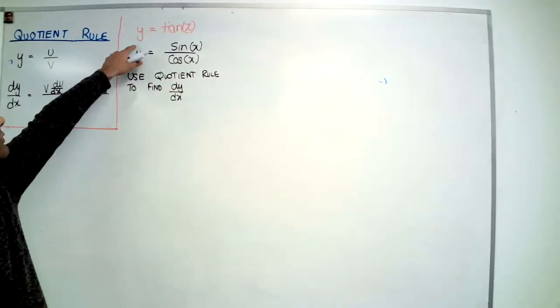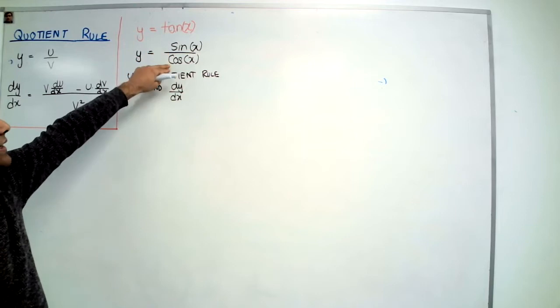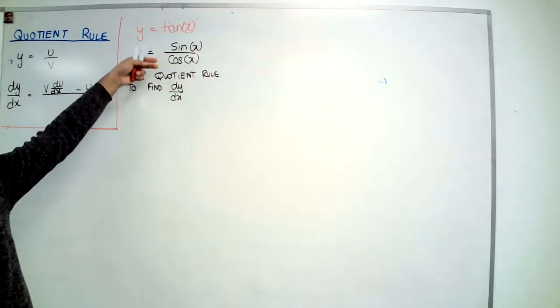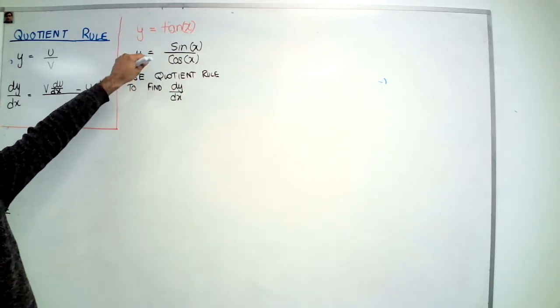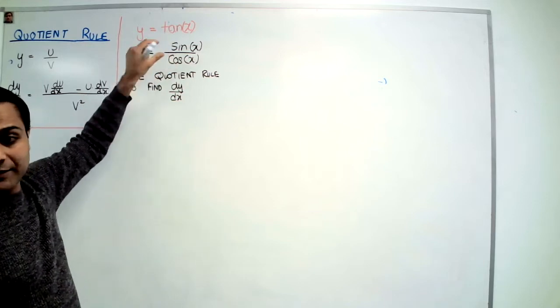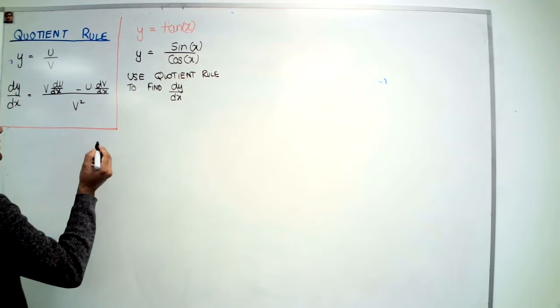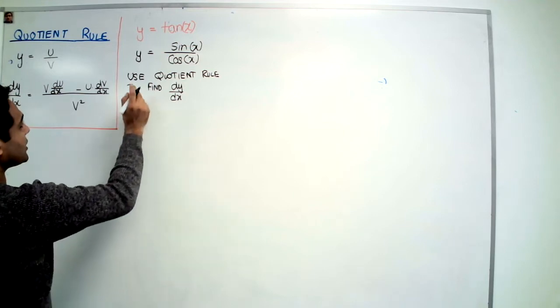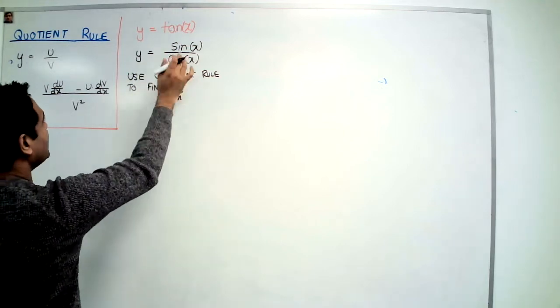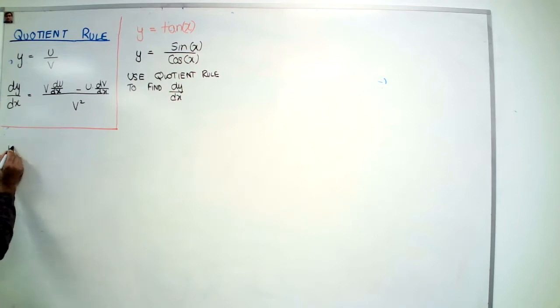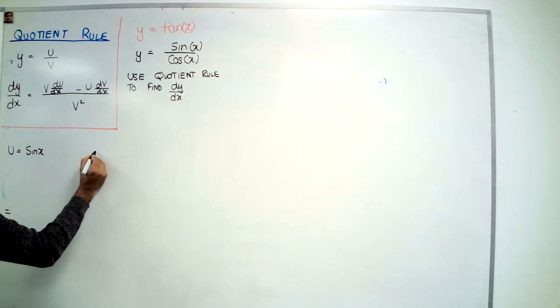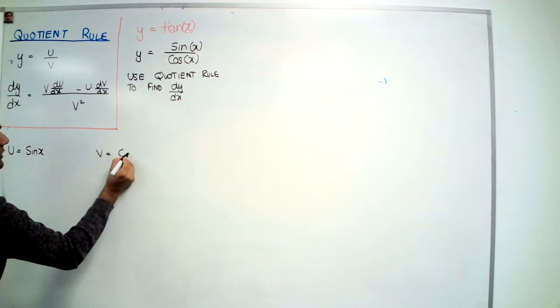Okay, now we've got y equals tan x, and tan x is sin x over cos x. That's the formula. We need to use the quotient rule to differentiate this. So, if this is the question, first we need to identify u and v. Let's say u is sin x, and v is cos x.